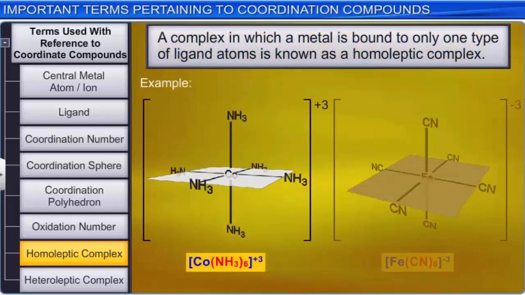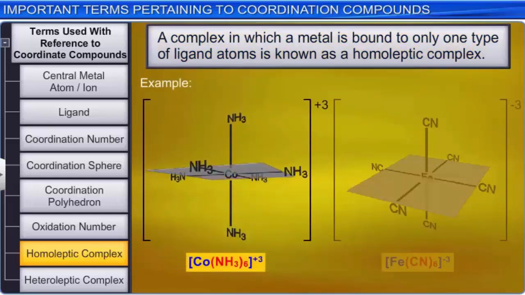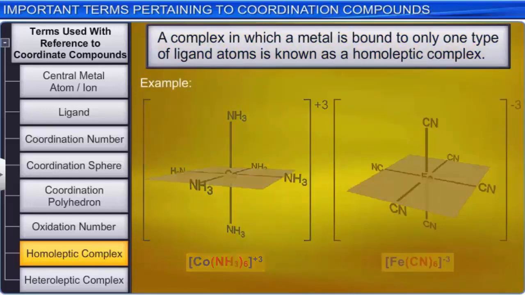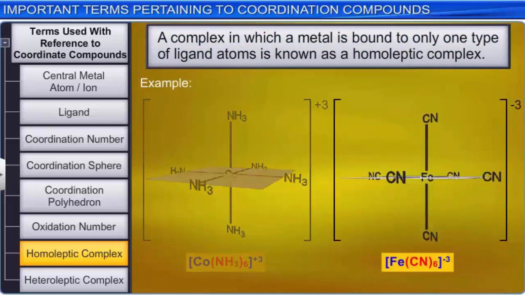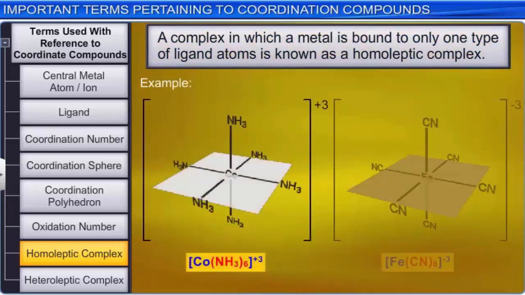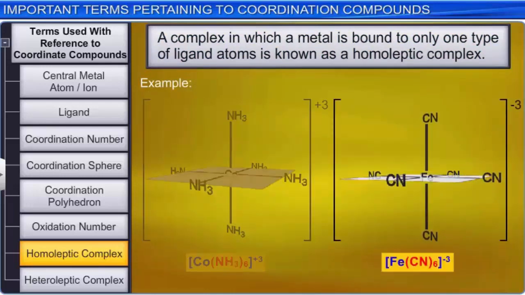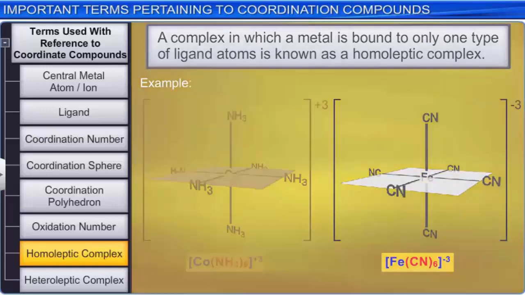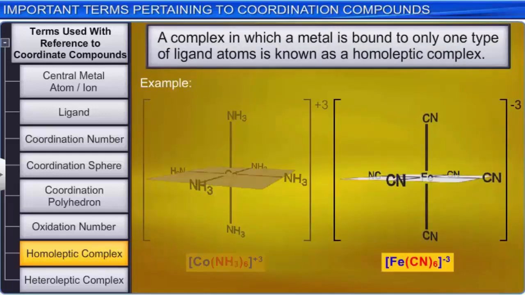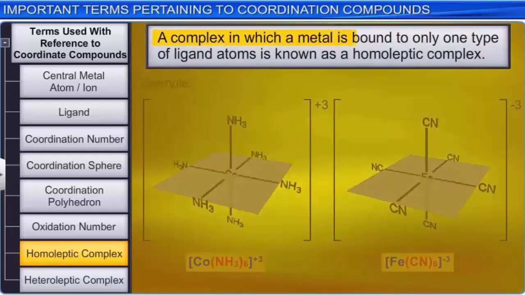Likewise, the second one is hexacyanidoferrate, an anionic complex. So here iron occupies the central position of this complex, and cyanides are at the 4 corners. The remaining 2 cyanides occupy above the plane and below the plane. You can see all these ligands are the same type. So this complex is called what? Homoleptic complex. Okay. The next one is heteroleptic complex.